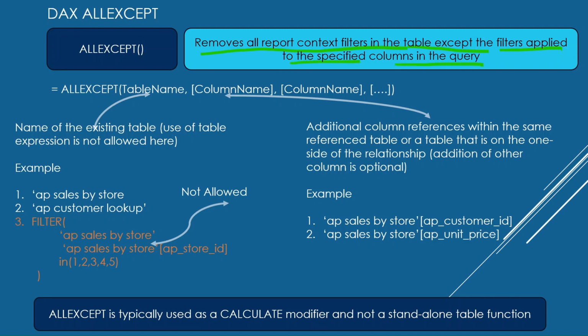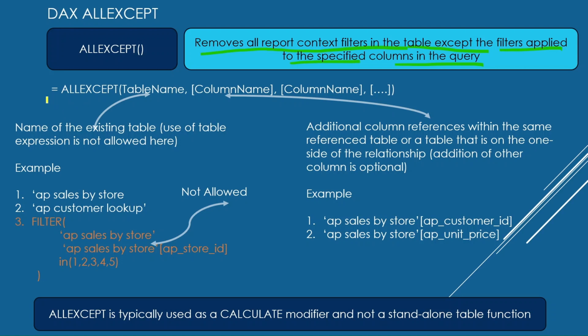Whatever columns we specify in the ALLEXCEPT function, the filter context will be applied on those columns only of that particular table. The filters applied on any other column will not be applied, meaning the filter context will not apply on the columns which are not present in the ALLEXCEPT function.